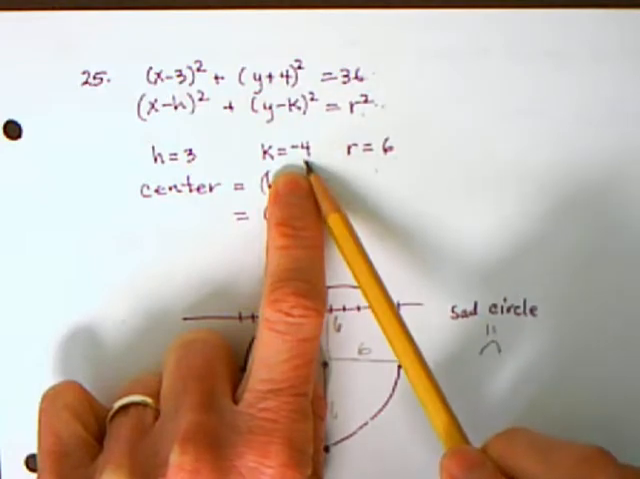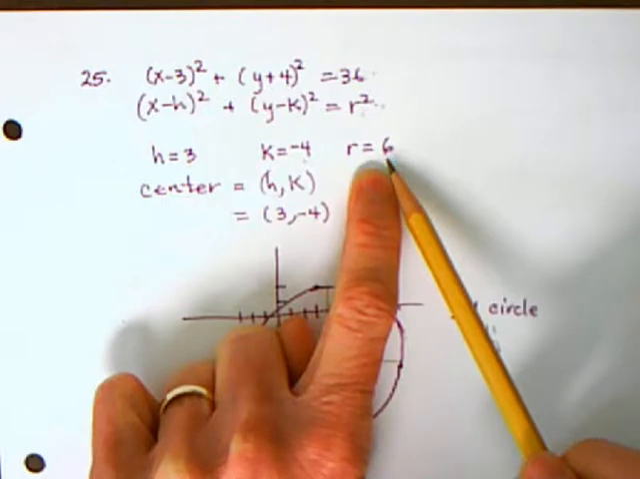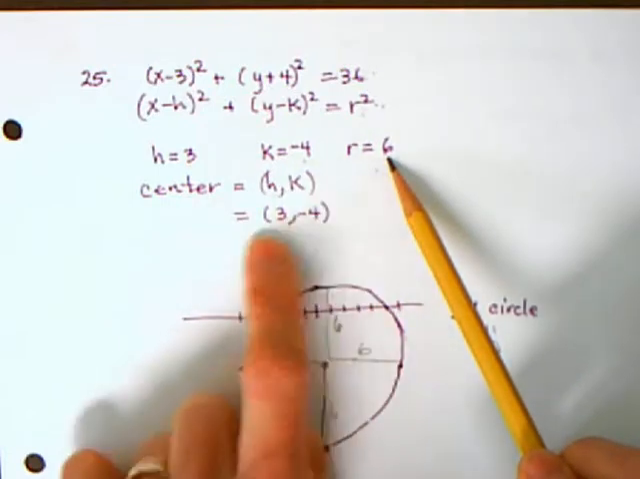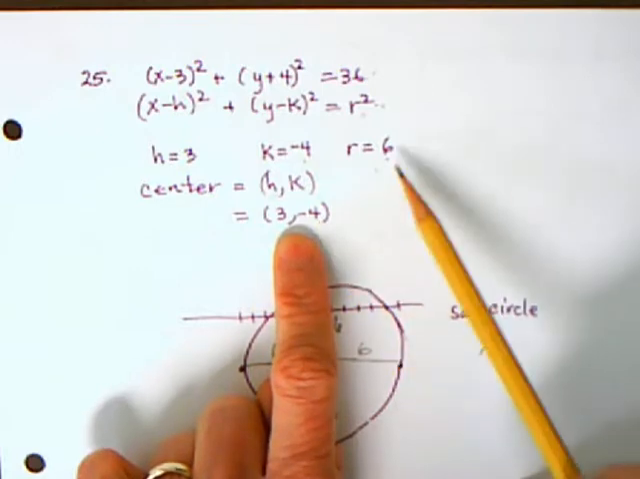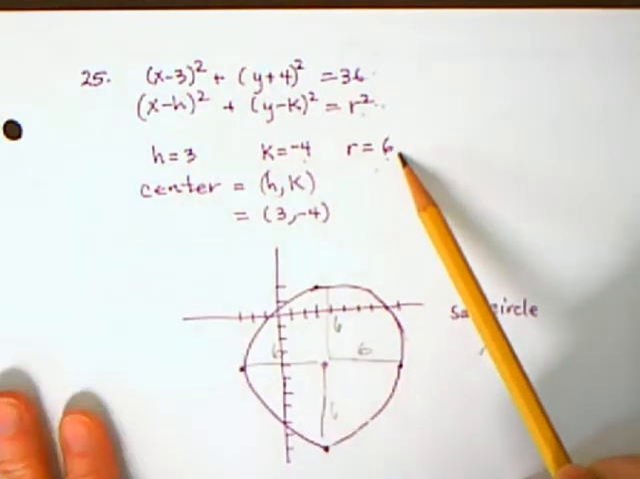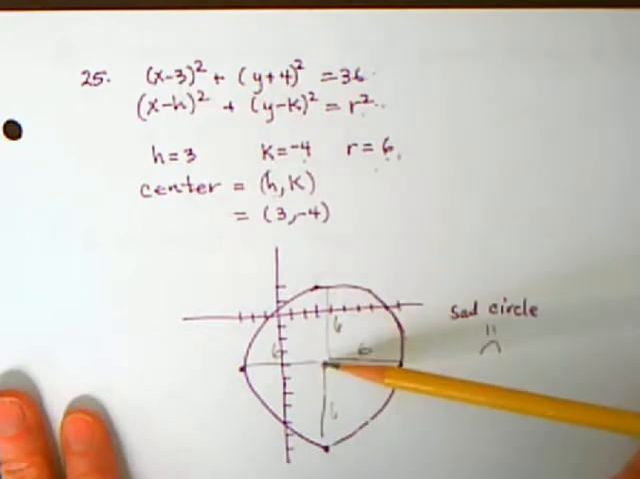And then I know that r squared equals 36. If r squared equals 36, then r is 6. So now I have the center of my circle, h, k, 3, negative 4, with my radius of 6. So now I just got to draw it. Okay, great picture that I did here. 3, negative 4, there's the center.